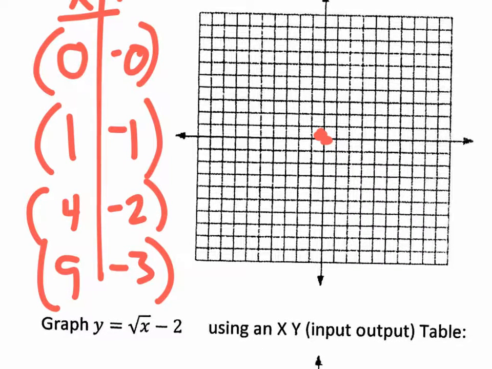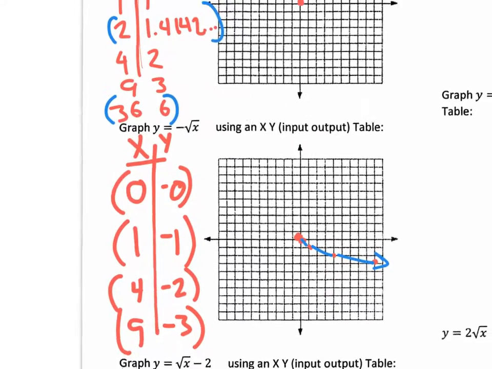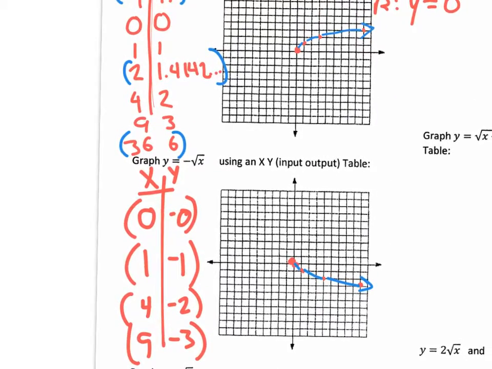And if you graph these coordinates, the 0, negative 0 is still 0, 0. But if you go 1, negative 1, you end up right here. And if you go 4, negative 2, 1, 2, 3, 4, negative 2, it's right there. And if you go 9, negative 3, it's right here. So as you could see, it's like the same exact curve as the parent graph, but what could you say is different about it? It's a reflection over the x-axis.